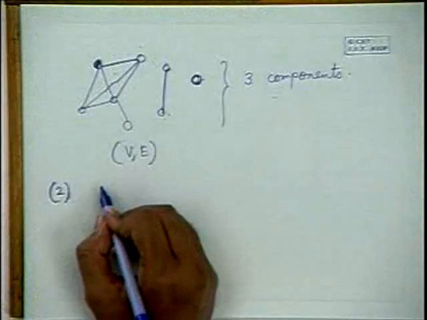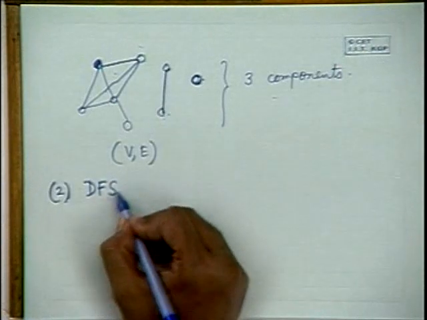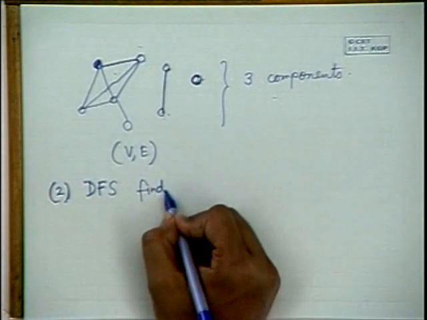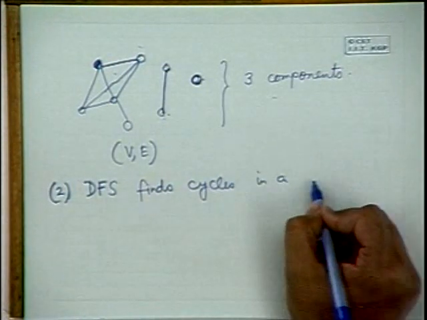Now there is another property which you can detect using DFS. That property is whether the graph has a cycle or not. So DFS finds cycles in a graph.